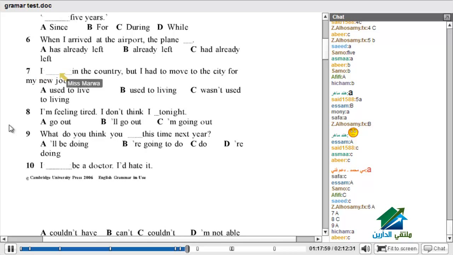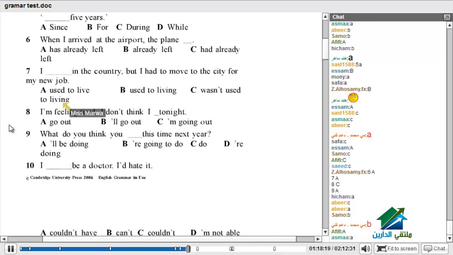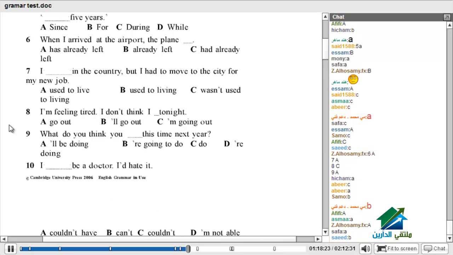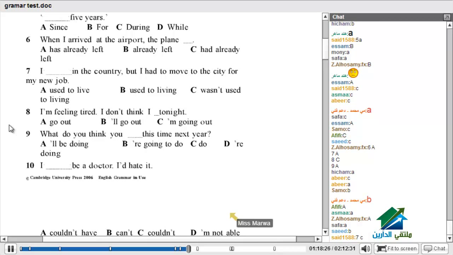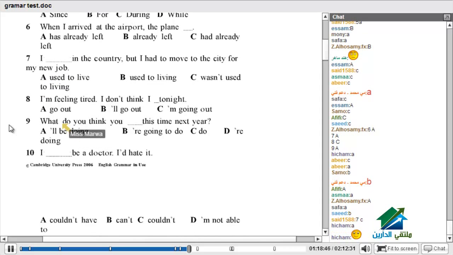Number seven. What in the country? I am in the country, but I had to move to the city for my new job. Used to live, or used to living, or wasn't used to living. I'm waiting for your answers. A. This is the right answer. Used to love. A. Okay, don't worry.